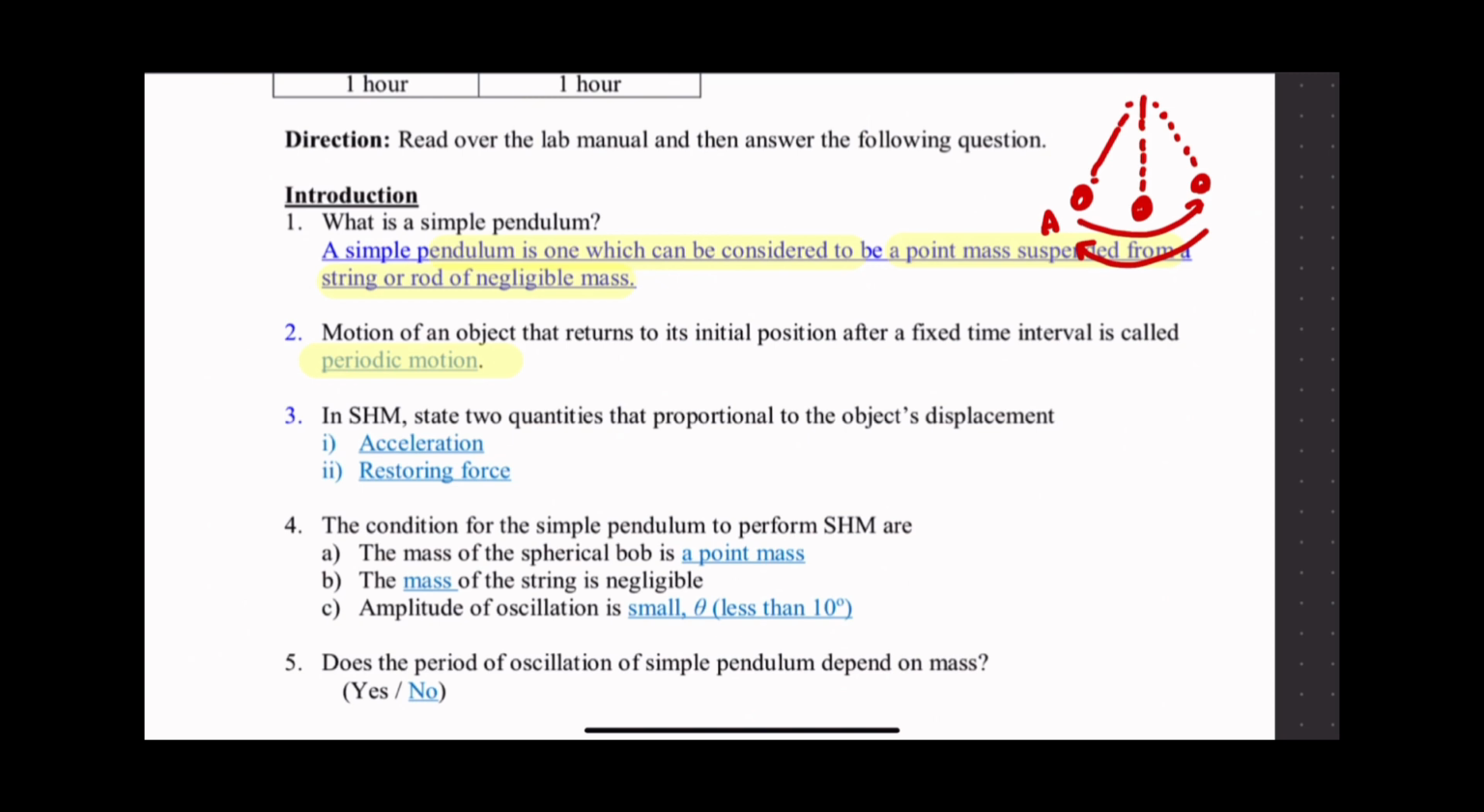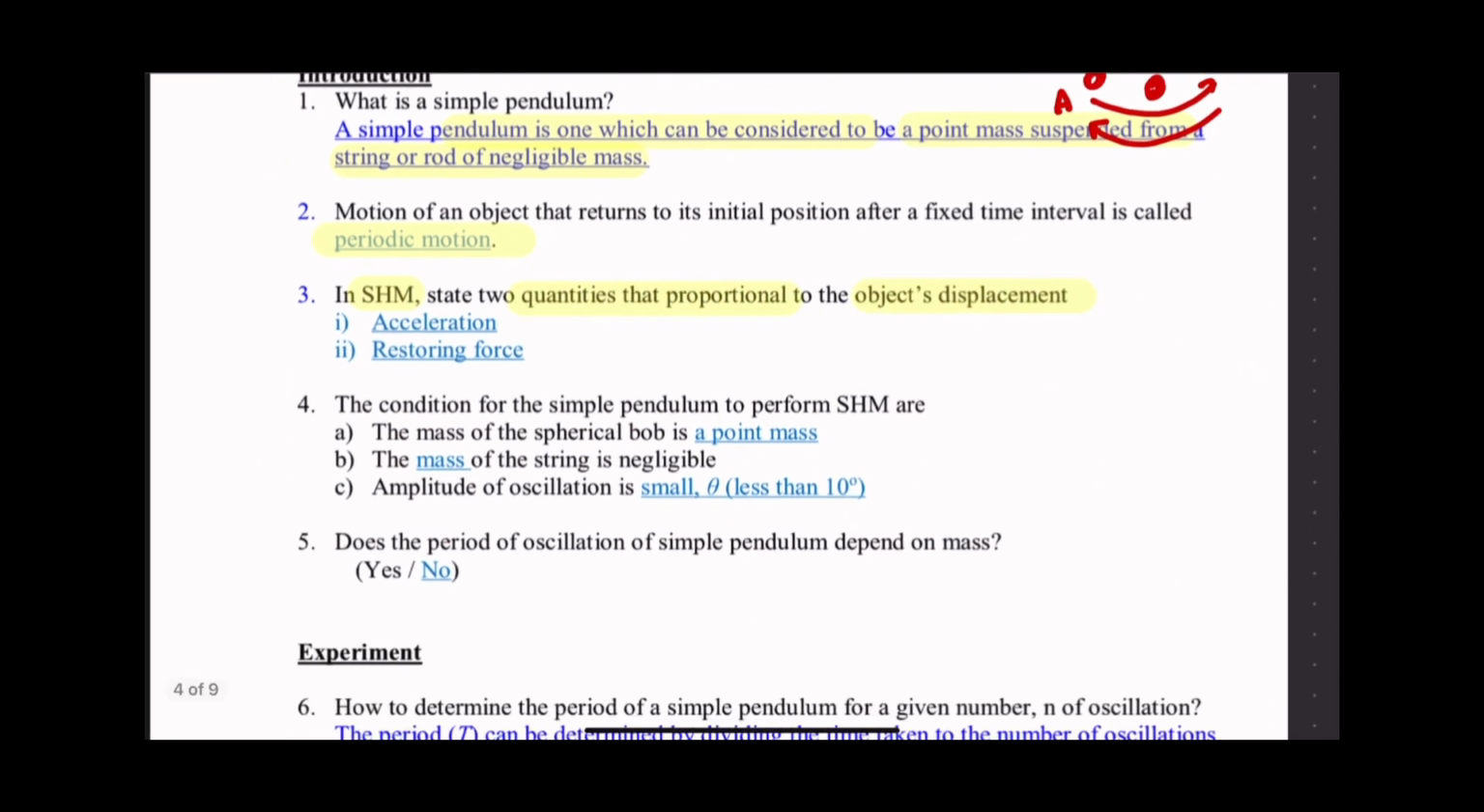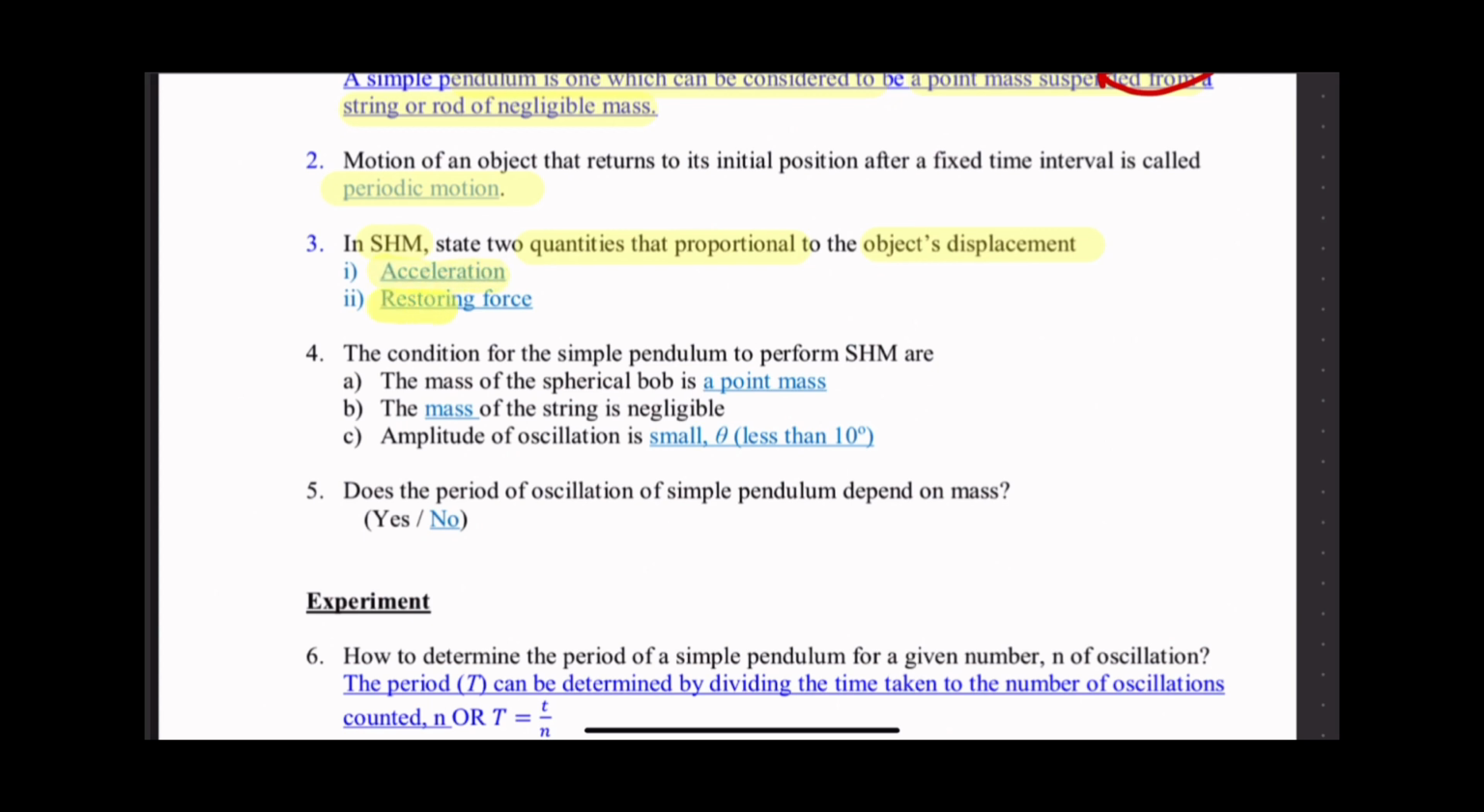Okay, next: in simple harmonic motion, state two quantities that are proportional to the object displacement. For this one, it is acceleration and restoring force, which you learned the other day. Usually we compare simple harmonic motion with a spring. If you push the displacement that way, the acceleration will go this way, so your restoring force will oppose the motion. Simple harmonic motion can happen with a simple pendulum, and also with a spring.